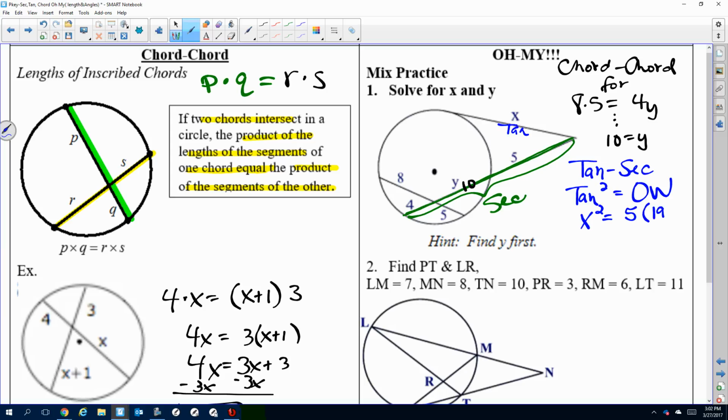19. We add it all up. 4, 10, and 5. 19. So we get x squared equals 95. And then you take the square root. So x equals the square root of 95.